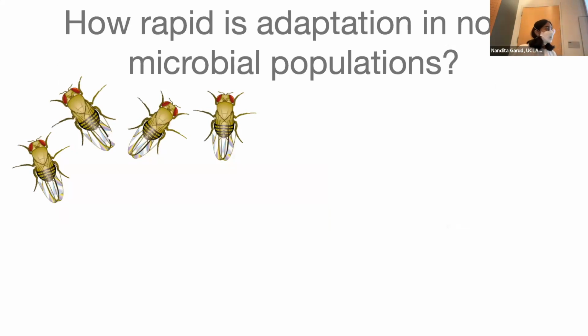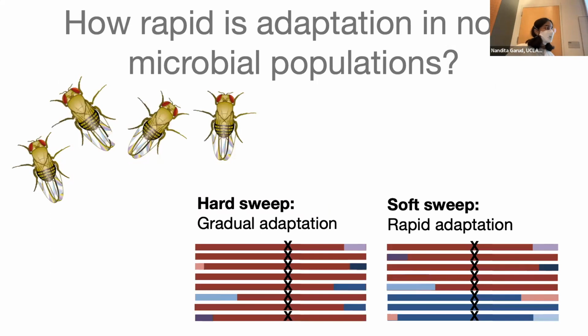And I'll take a moment to go back to where I began my career, which is looking at signatures of gradual versus rapid adaptation in Drosophila. We looked at signatures of hard sweeps associated with gradual adaptation and soft sweeps associated with rapid adaptation. And I don't have time to go into this deeply today. But the point is, these are signatures from genomic data that can tell us about the rapidity of adaptation.